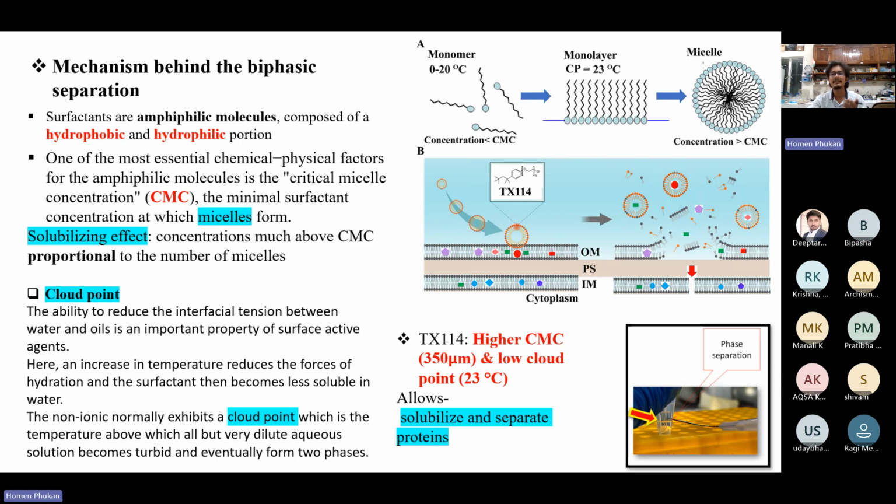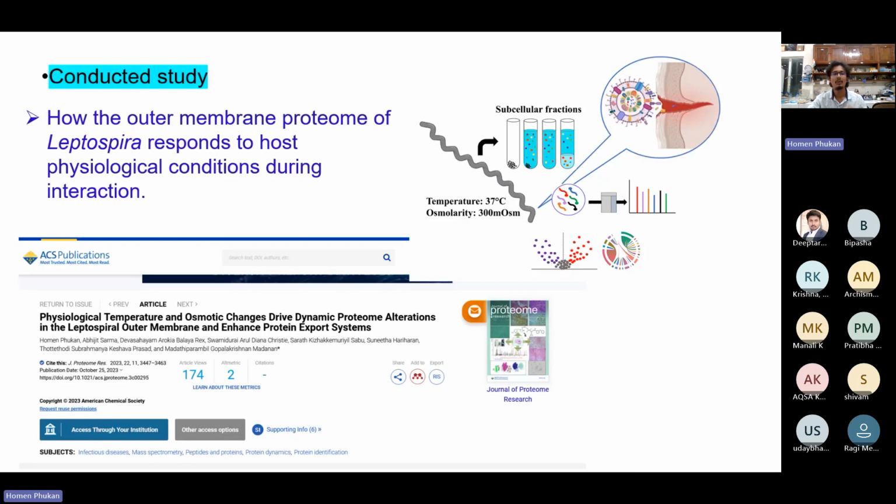Because of that, this particular detergent is quite cost effective. With a mild concentration, we can use it for extraction of the proteins, as well as we can get all subcellular compartments distinctly. So how do we use this entire approach for our study?